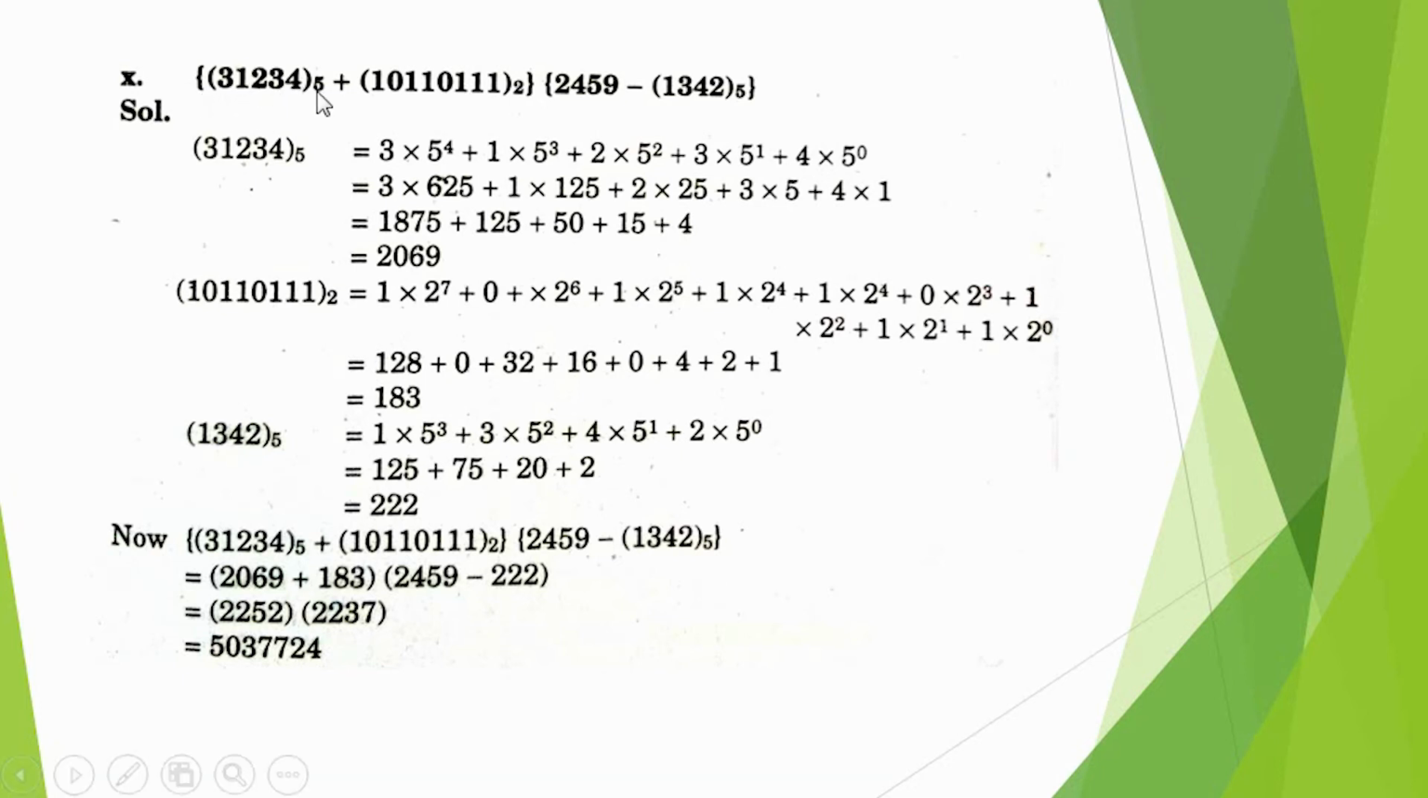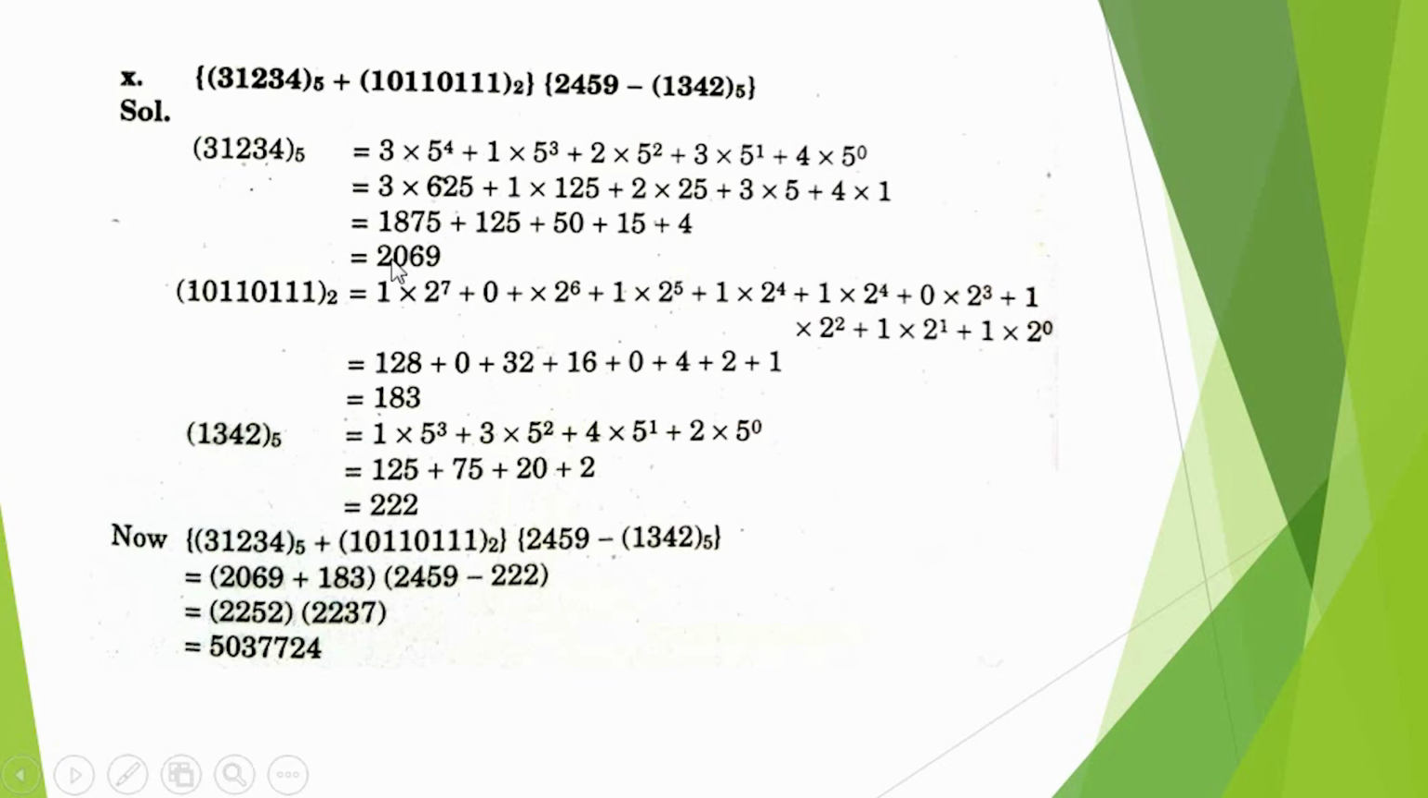Now question number 10: 3 1 2 3 4 base 5 plus 1 0 1 1 0 1 1 base 2, 2 4 5 9 minus 1 3 4 2. Now we convert these values to decimal numbers. 3 multiply 5, 1 multiply 5, 2 multiply 5, 3 multiply 5 and 4 multiply 5. Now we power these values 1, 0, 1, 2, 3, 4. 5 power 4 is 625, 5 power 3 is 125, 5 power 2 is 25, 5 power 1 is 5, and 5 power 0 is equal to 1.